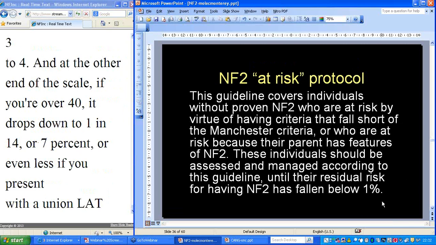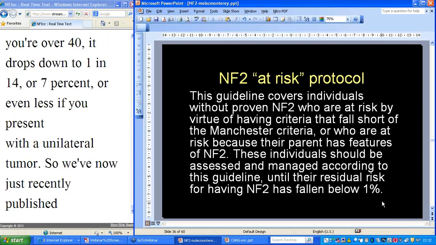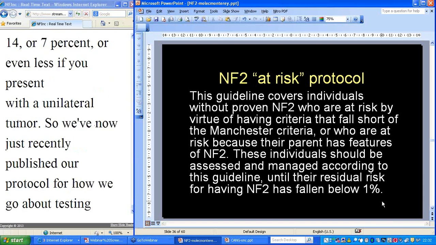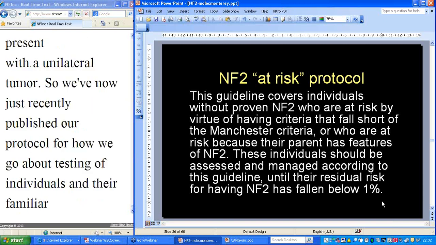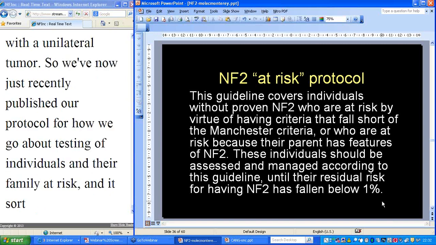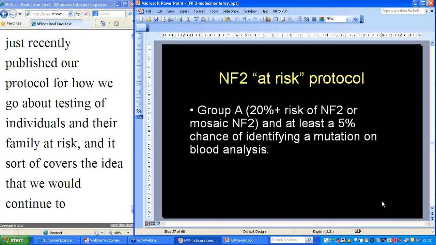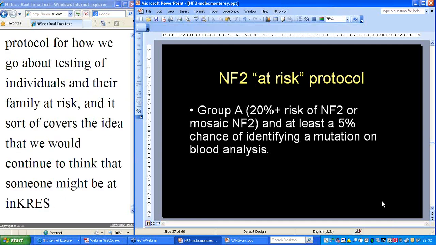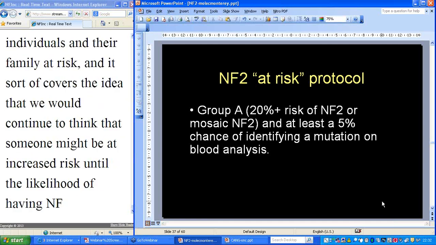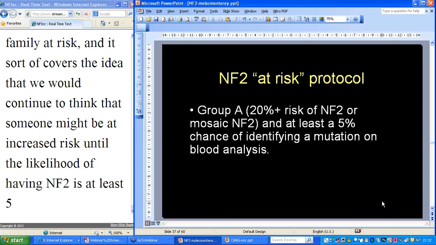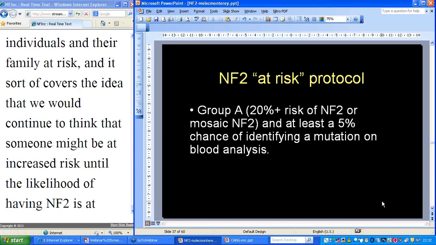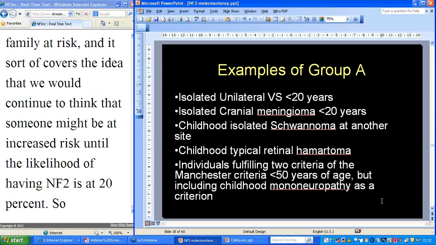So we've now just recently published our protocol for how we go about testing of individuals and their family at risk. It covers the idea that we would continue to think that someone might be at increased risk until their likelihood of having NF2 dropped below 1%. So group A is our higher risk group, and that's obviously individuals who have a risk of NF2 or mosaic NF2, and at least a 5% chance we would find something on a blood sample.